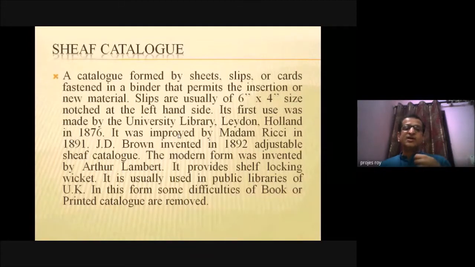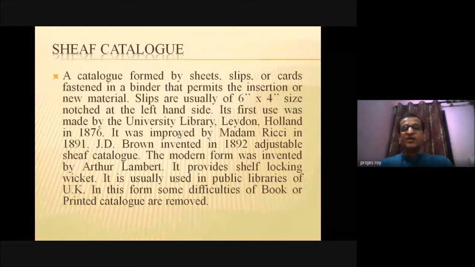It was improved by Madame Ricky in 1891. J.D. Brown invented an adjustable sheaf catalog in 1892. The modern form was invented by Arthur Lambert. It provides a self-locking wicket. It is usually used in the public libraries of the UK, in which some difficulties of books or printed catalogs are removed.